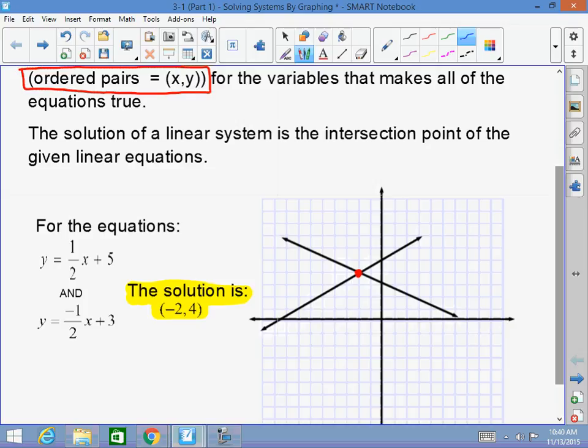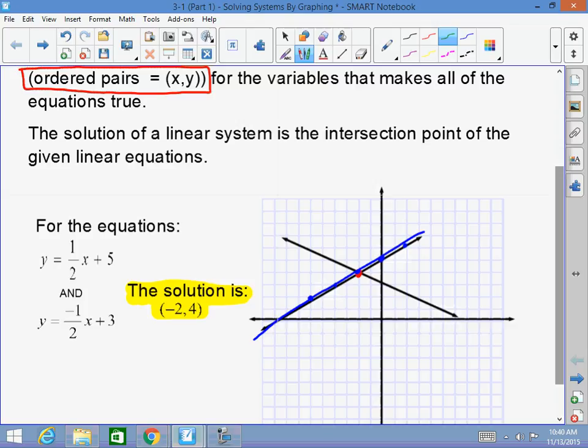My y-intercept is 5, so I go 1, 2, 3, 4, 5. My slope is up 1 over 2. So up 1 over 2. Let's go backwards. Down 1 over 2. Down 1 over 2. It should be kind of over here. Okay? And that's my line. Now, the other one.